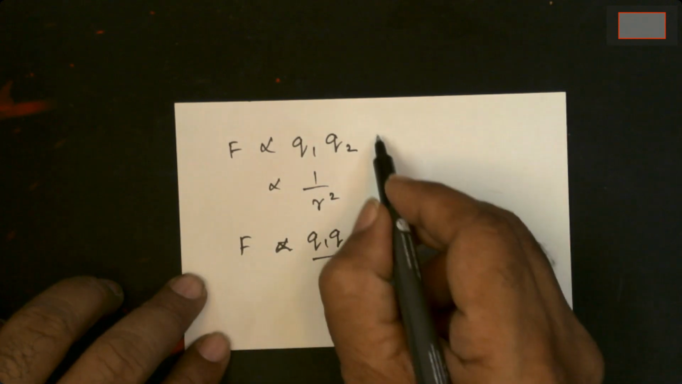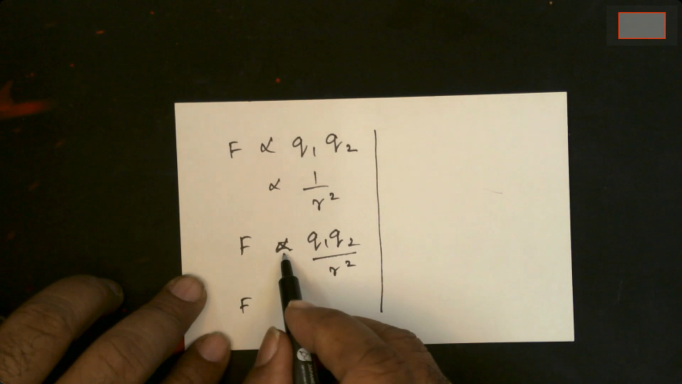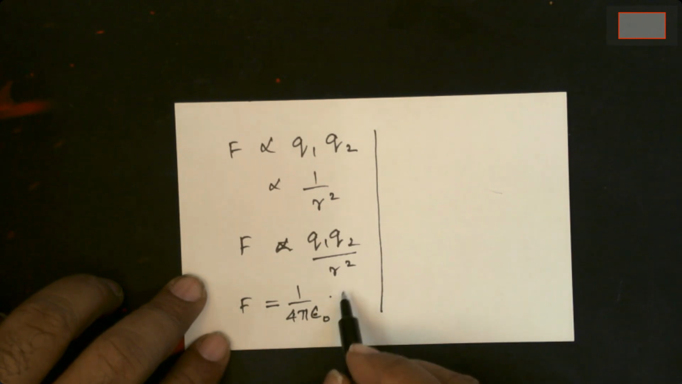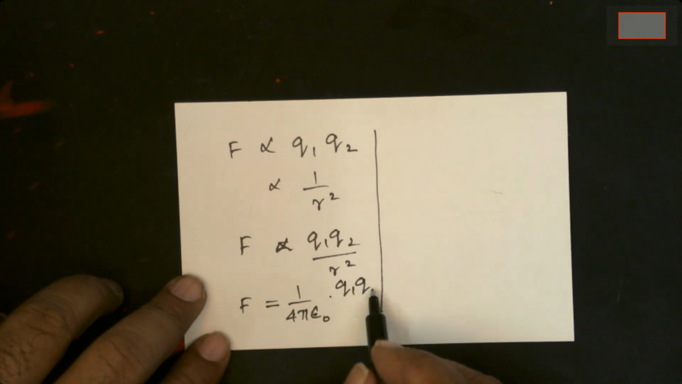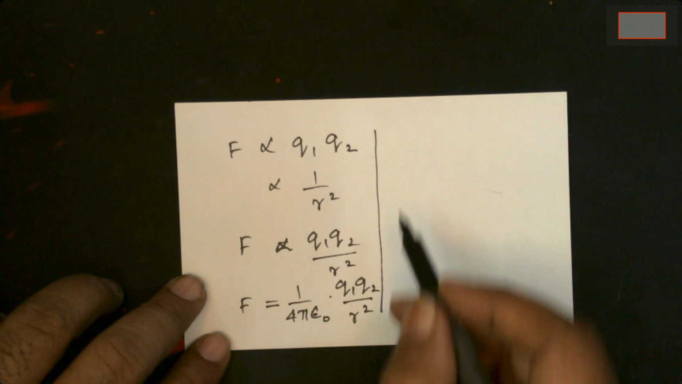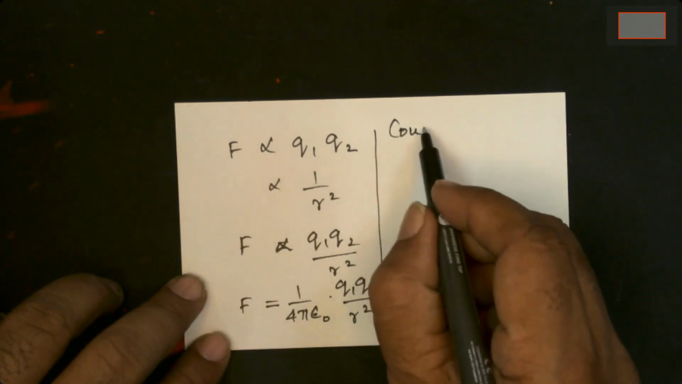So F is proportional to Q1, Q2 divided by R square. And here, this proportionality can be made equal by including a constant K, and that constant is 1 by 4 pi epsilon naught into Q1 Q2 divided by R square, and this is called Coulomb's inverse square law.